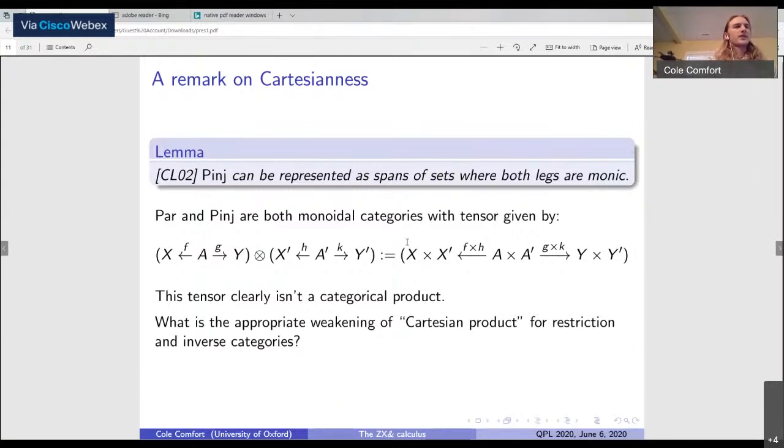And what's kind of interesting is they have a tensor product induced by the underlying tensor product of sets, or Cartesian product of sets. So it's the pointwise Cartesian product. And actually, if you think for a bit, this tensor product isn't actually a categorical product because there are no projection maps. So one has to ask, what's the appropriate weakening of the Cartesian product for restriction categories and for inverse categories?